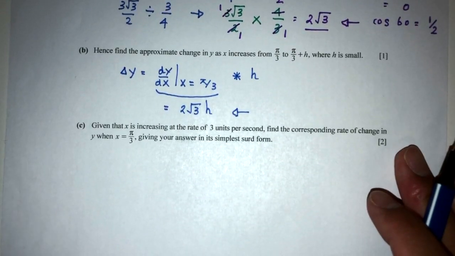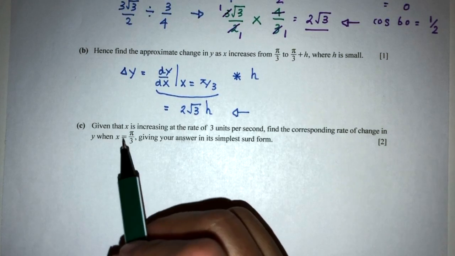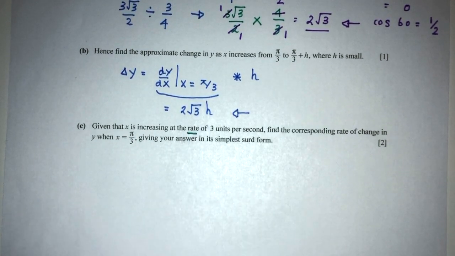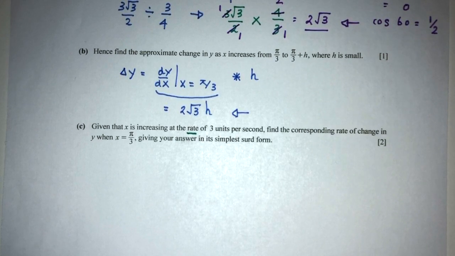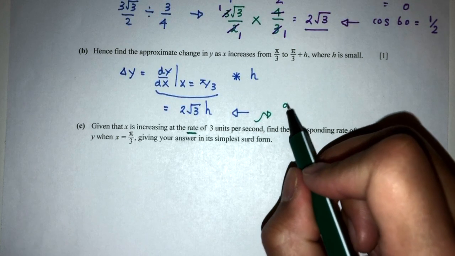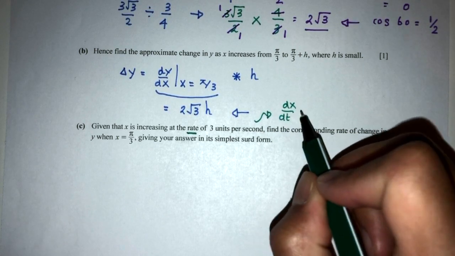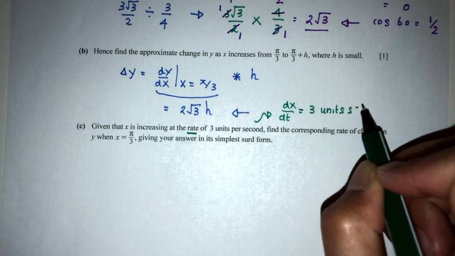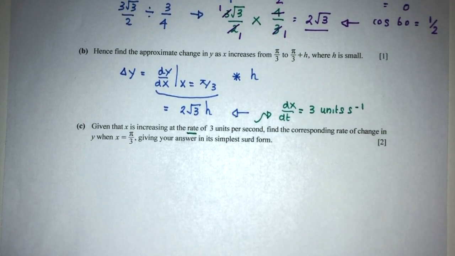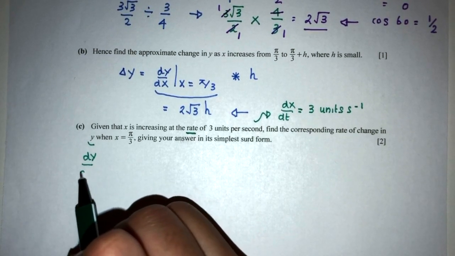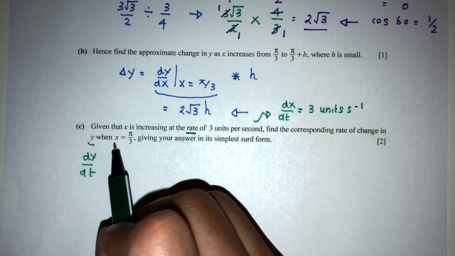Now for part C, given that x is increasing at a rate, so whenever you see rate, it means we have something with respect to time, at 3 units per second. So which means that dx by dt is equal to 3 units per second. That is the rate of increase of x. Now we have to find the corresponding rate of change in y. So we have to find dy by dt when the value of x is this.